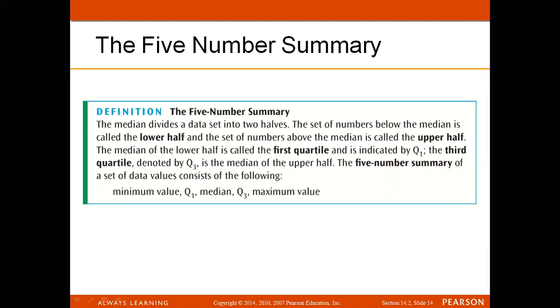The median of the lower half is called the first quartile and is indicated by Q1. The third quartile, denoted by Q3, is the median of the upper half. The 5-number summary is a set of data values consisting of the following 5 numbers. We want the minimum value, the Q1, the median, Q3, and the maximum value.